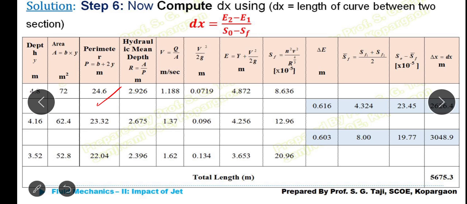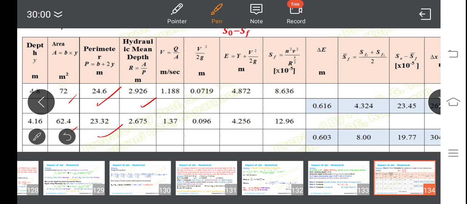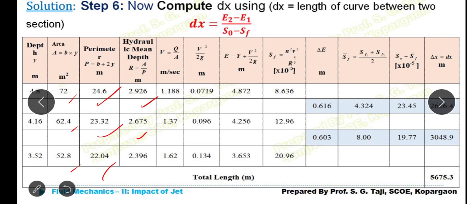Are you getting me? Yes, sir. Okay, similarly, this is 23.32. This is 22.04. Now next, hydraulic mean depth. R is equal to A by P. Area is known, P is known. This divided by this, you will get 2.026, 2.675, 2.396.